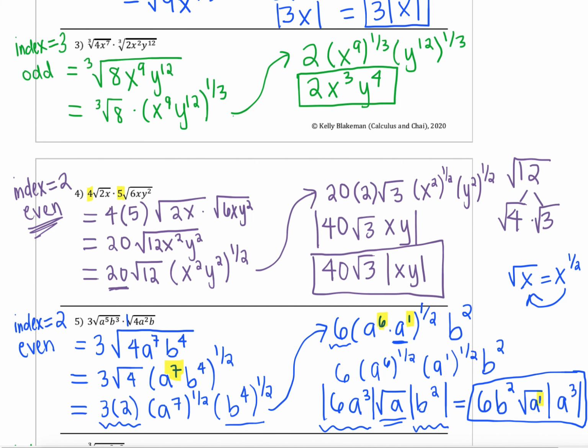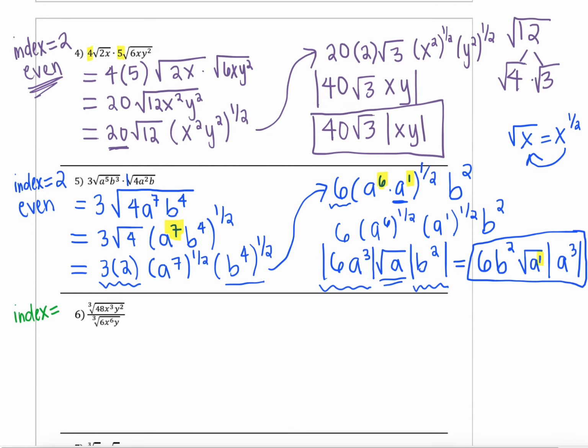Alright, let's look at example 6. Why don't you guys pause the video here and decide what your index is. So in this case, we have an index of 3. For both of these, we have a cube root of 48x to the third y squared and the cube root of 6x to the 6 times y. Because we have the same index, we can actually rewrite this as one gigantic cube root of the 48 x to the third y squared over 6 x to the 6 times y.